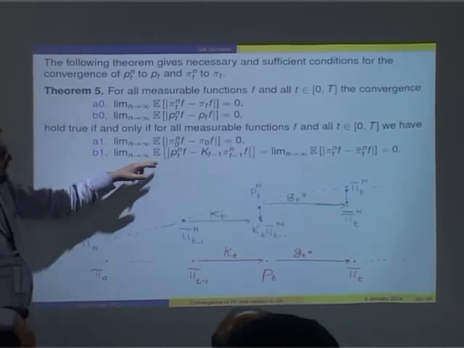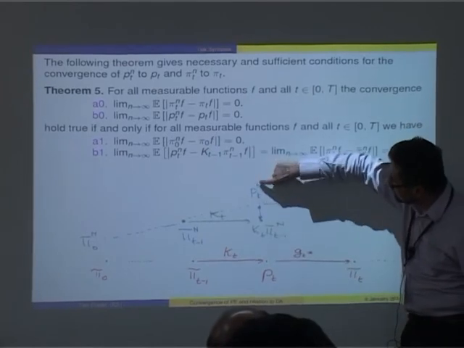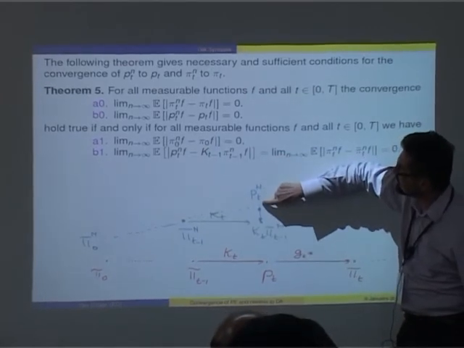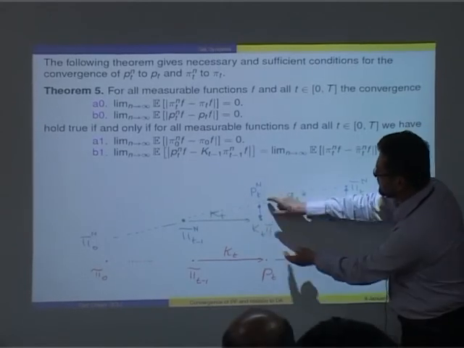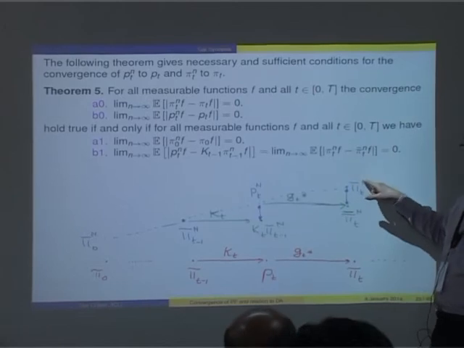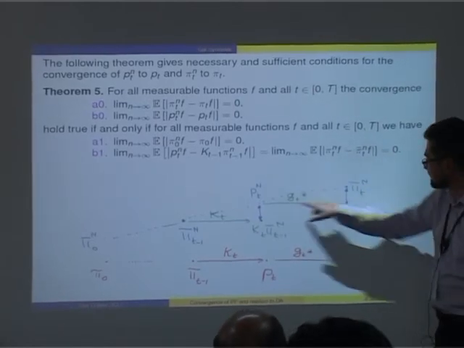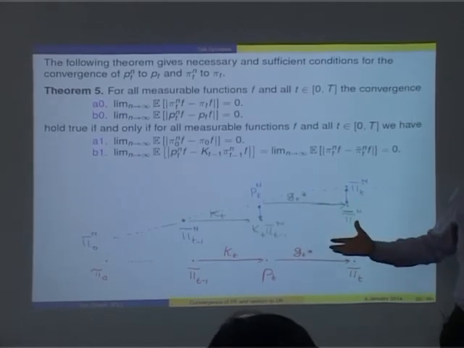So that means I have to have that the difference between pi t n applied to the test function and this transported measure has to go to 0. And similarly, the difference between the actual approximation at the next step and the transported measure via the projective product has to go to 0. It's a very simple theorem.